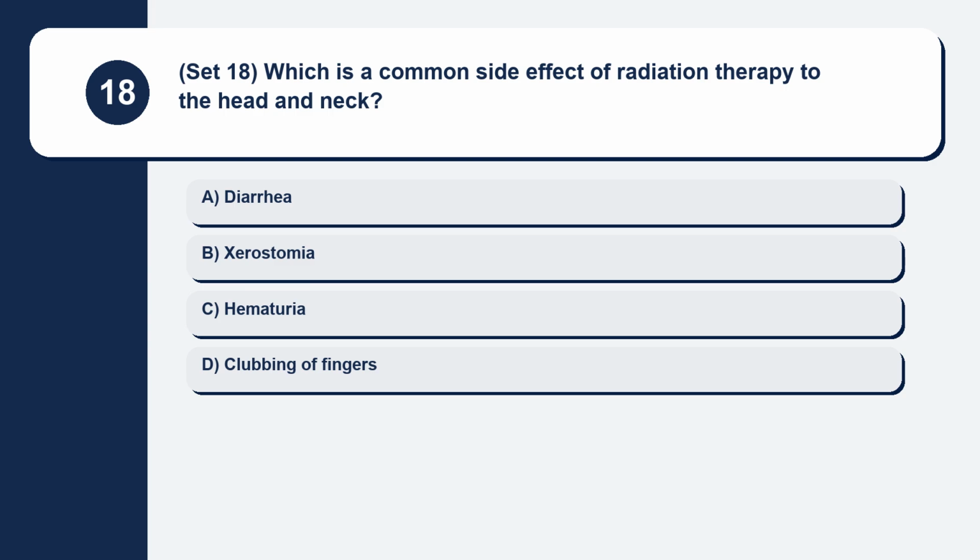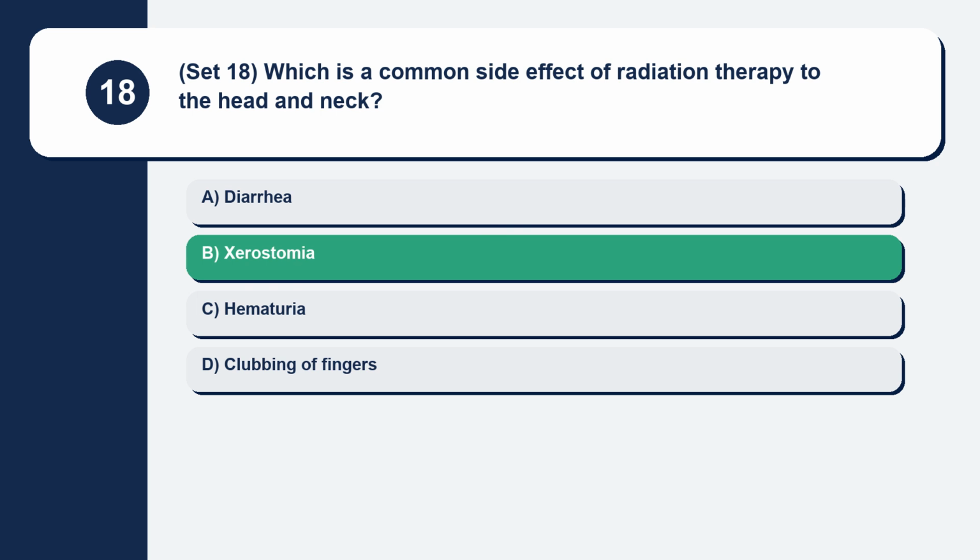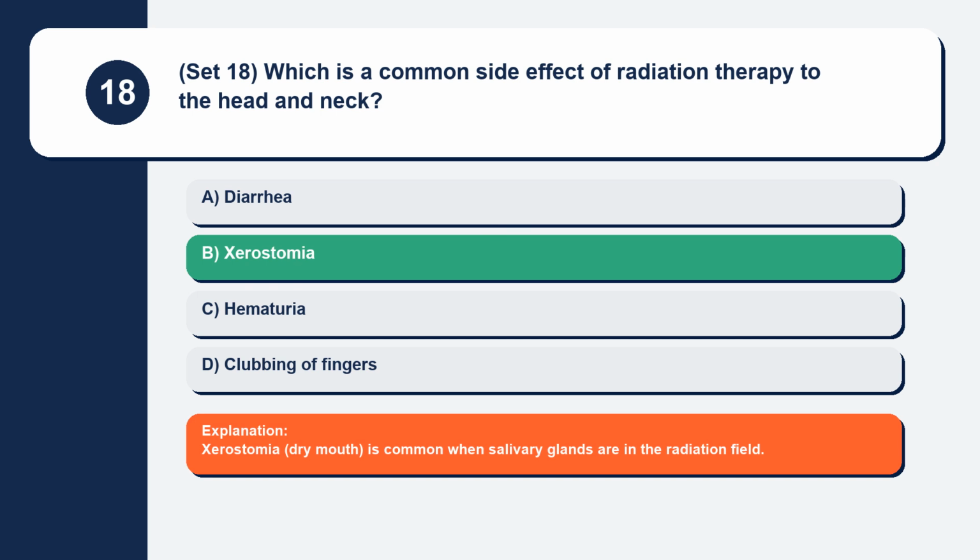Question 18. Set 18, which is a common side effect of radiation therapy to the head and neck? Diarrhea, xerostomia, hematuria, clubbing of fingers. Xerostomia, dry mouth, is common when salivary glands are in the radiation field.